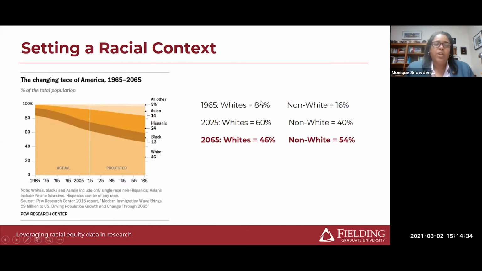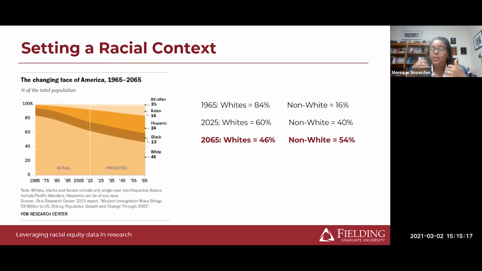So let's set a racial context for our conversation today. The Pew Research Center shares this data. What we know is that we have what we call the browning and the graying of America. We see a more diverse population, and we know that individuals are living longer, although we know that there are some changes in what we're going to see in that data based upon the many unfortunate deaths that we've seen through the COVID pandemic. But here's some data that basically shows us that in 1965, 84% of the American population is white. And as we move to 2025, we're going to see that be 60.